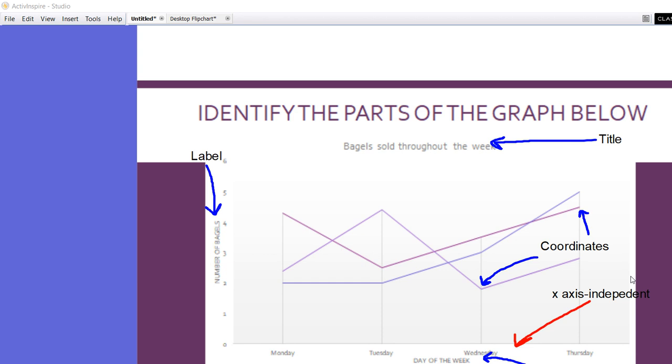So I am deciding to measure bagels on Monday. I am deciding to measure bagels on Tuesday. I am deciding to measure bagels on Wednesday. I am the one changing the day of the week.